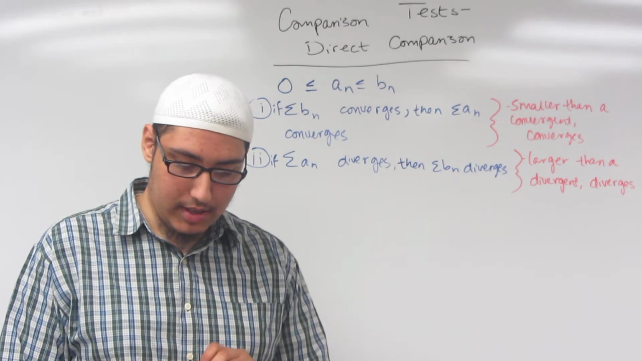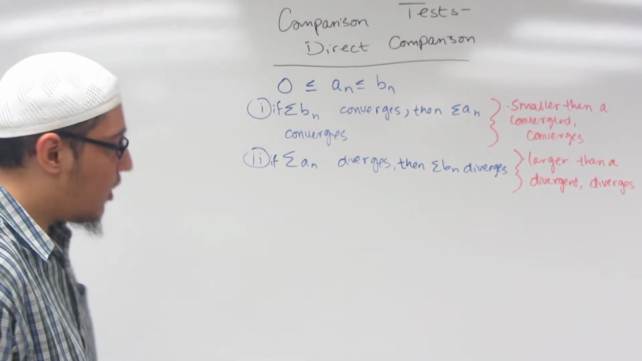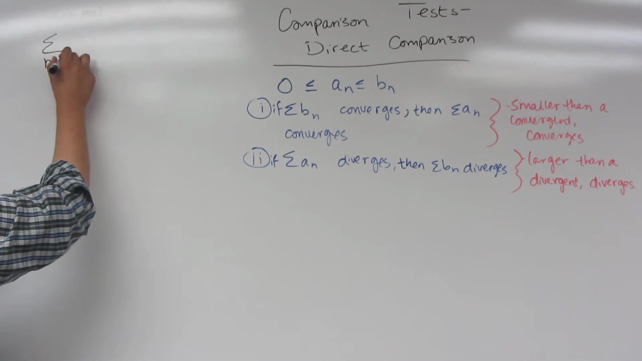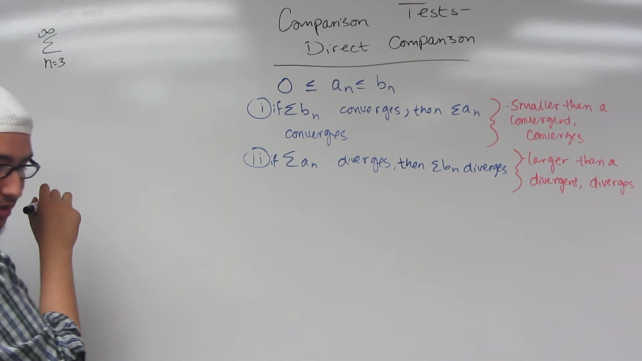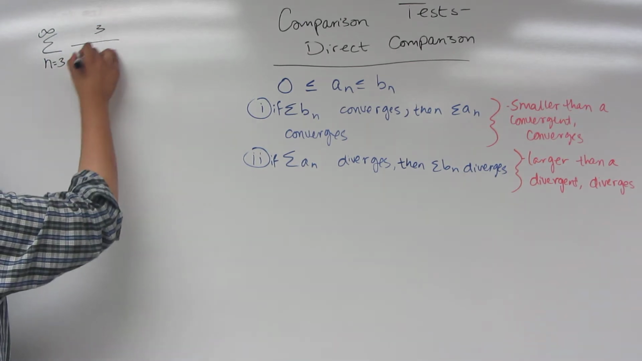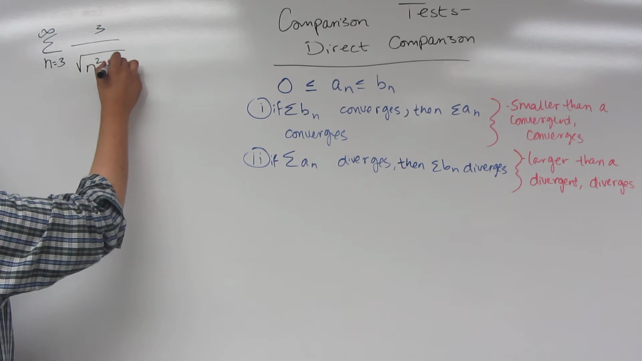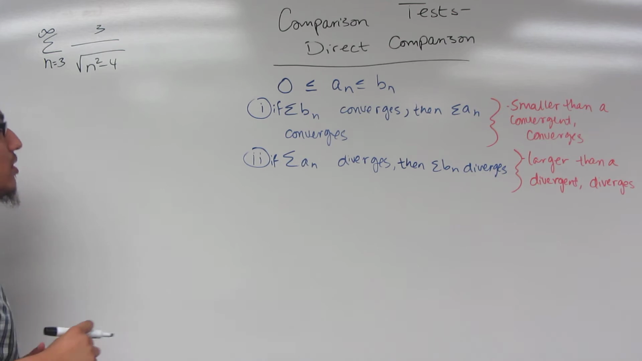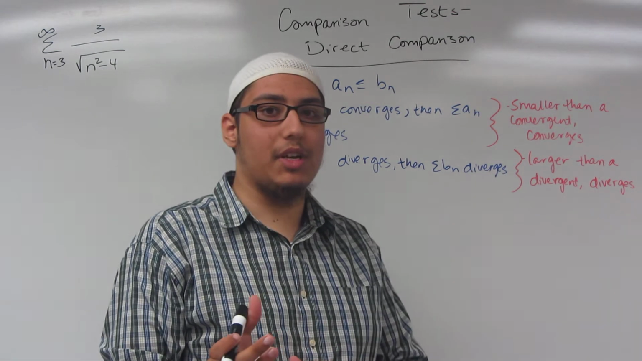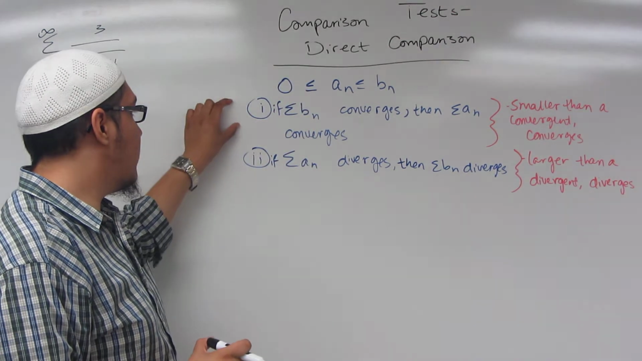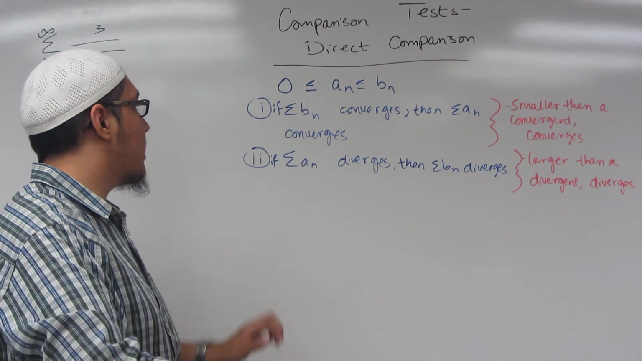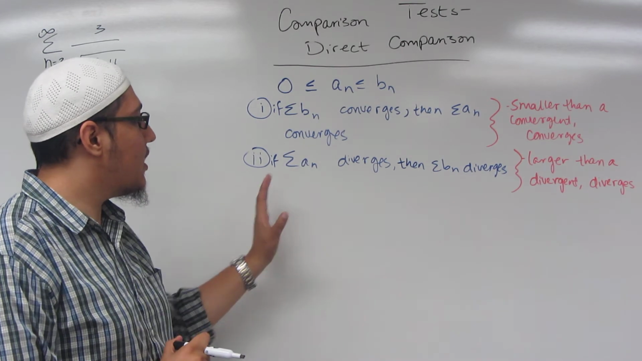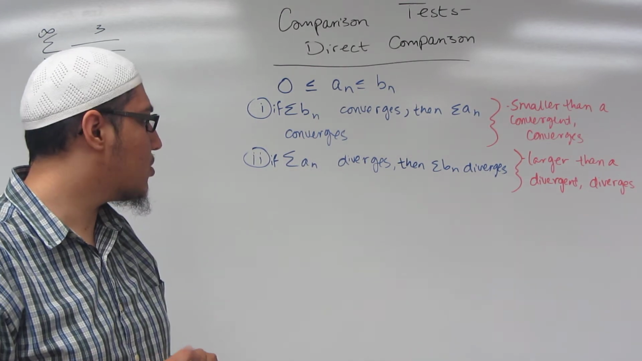And let's look at an example. If we are given sigma n equals 3 to infinity of 3 over the square root of n squared minus 4. Now this is our a sub n. We have to find a b sub n to compare it with, okay? But before we do that, these are the two conditions that they give you. That if b sub n converges, then a sub n has to converge. If a sub n diverges, then b sub n also diverges.